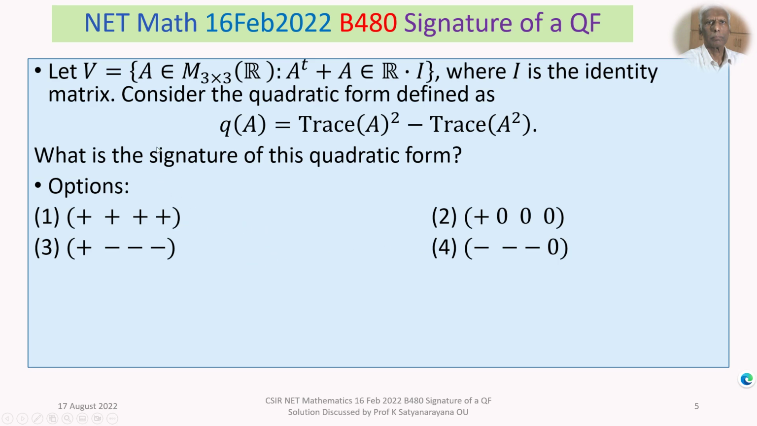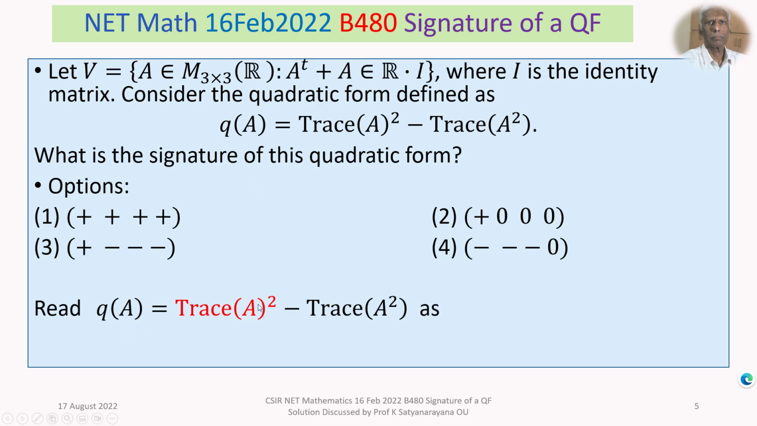So we are given V, the set of all those matrices from the vector space of 3 by 3 real matrices, such that the transpose of A plus A belongs to R dot I, where I is the identity matrix, and a quadratic form defined as Q of A is equal to square of trace of A minus trace of A square. We have to find the signature of this quadratic form. These four options are given to us.